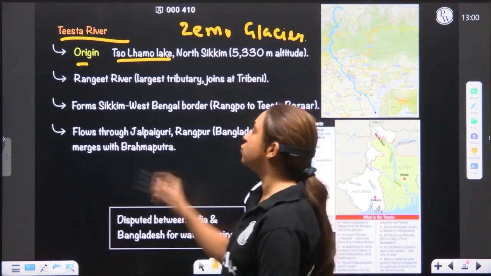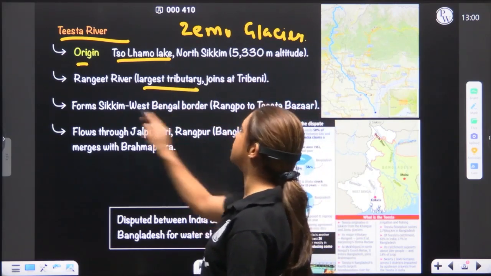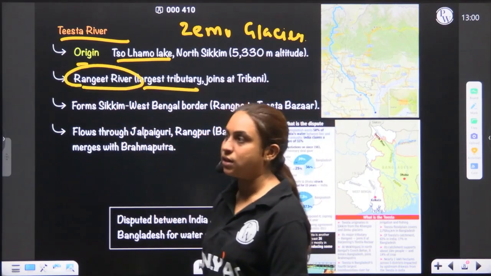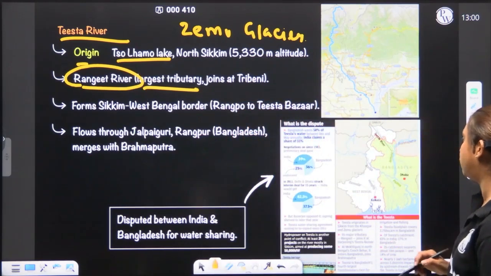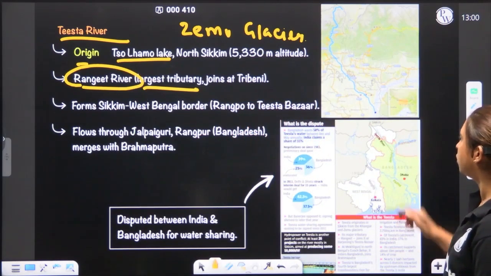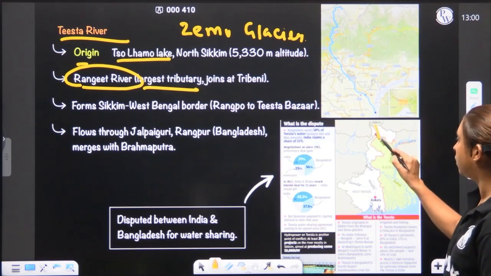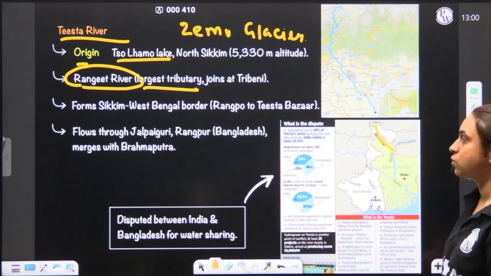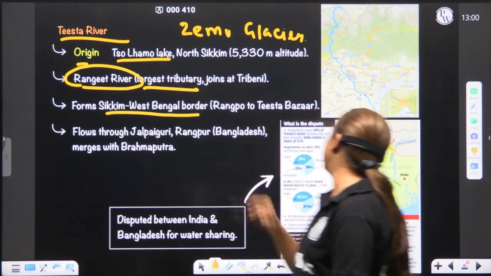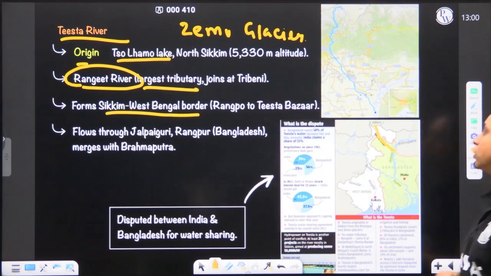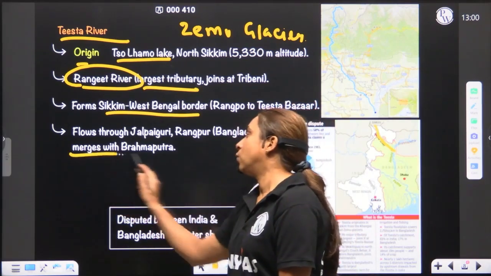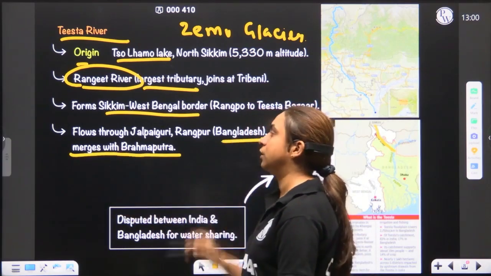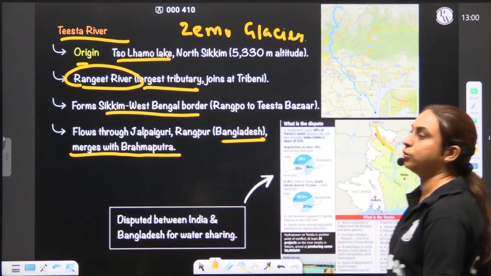It has tributaries. The largest tributary of Teesta is the Rangit River. This is the way Teesta flows. It is flowing through the border of Sikkim and West Bengal. Okay. There are other things. It actually merges with Brahmaputra in Bangladesh. So it is merging with Brahmaputra in Bangladesh.